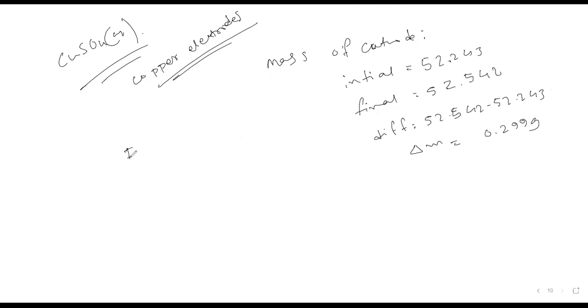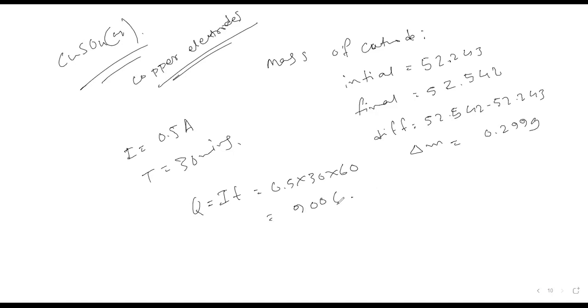And they're giving us a current of 0.5 ampere for a time of 30 minutes. So Q equals I times t. That will be very easy to find. 0.5 into 30 into 60 equals 900 coulomb. Now if you write the equation, this time the equation should be of the cathode. Cathode means copper 2 plus ion being pulled towards itself. Cu2+ plus 2e- equals Cu.